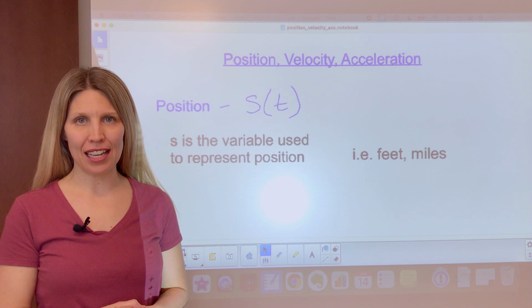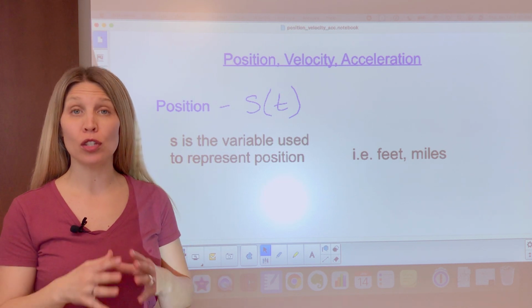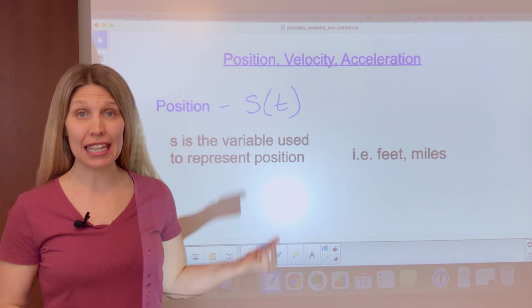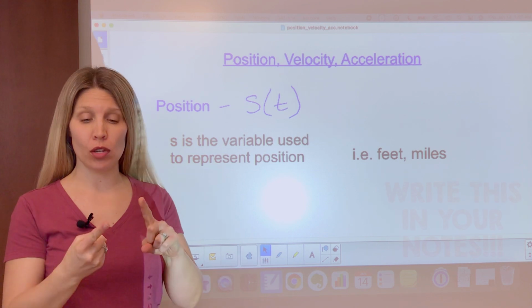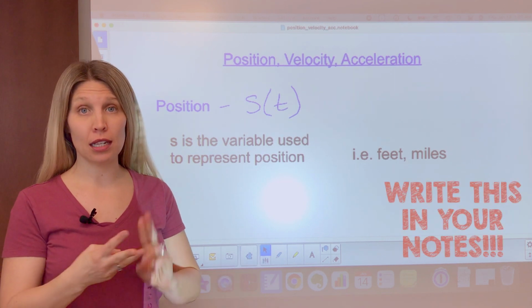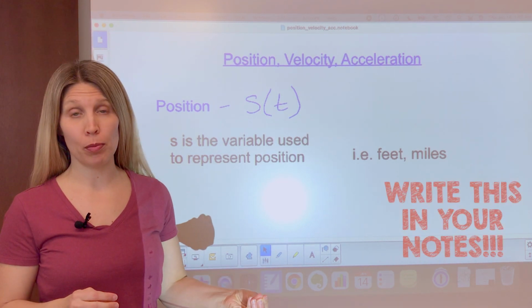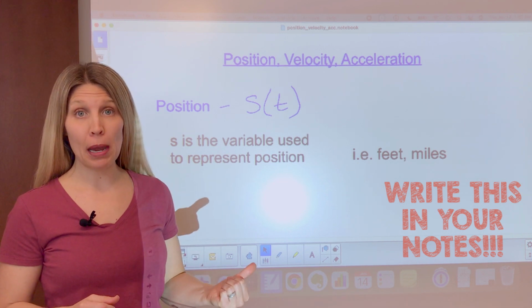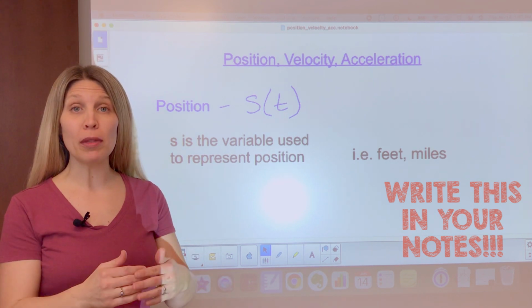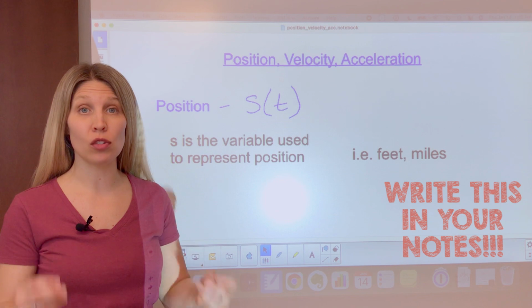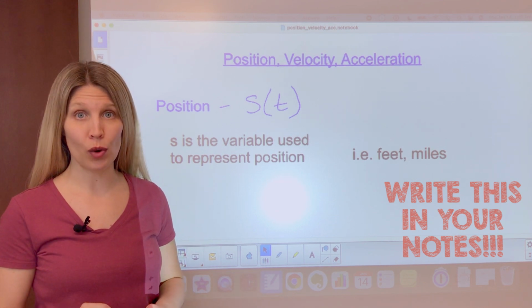Position, velocity, and acceleration. That's what we're going to talk about today. So the first thing you need to do is get this information in your notes. I'm going to tell you all about position, velocity, and acceleration. Then we will do some example problems. So get out a piece of paper, maybe a different color, something to put your specific notes on so they're easy for you to find and grab.